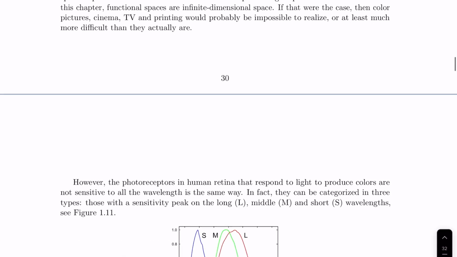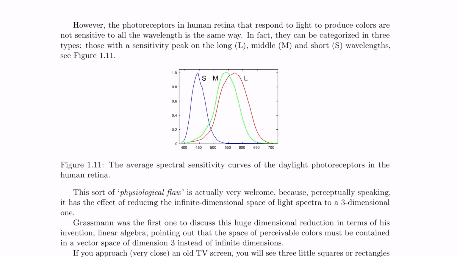Instead, the human visual system has a peculiar feature. The photoreceptors in the retina have three different sensitivity curves peaked on the long, middle, and short wavelengths of the visual spectrum, as you can see in this figure here. At first sight, the fact of not being able to sense all the wavelengths of light in the same way could be thought of as a sort of physiological defect. But, on the contrary, it is a very welcome feature, because it allows us to perceive colors on the basis of three dimensions instead of infinitely many.